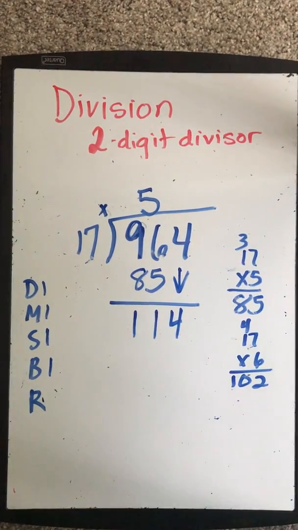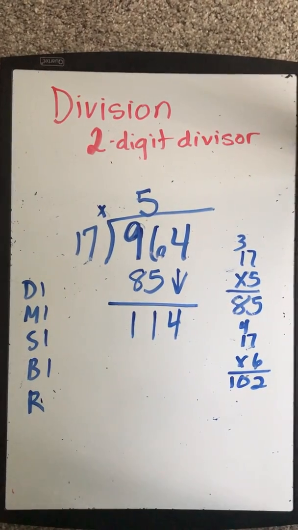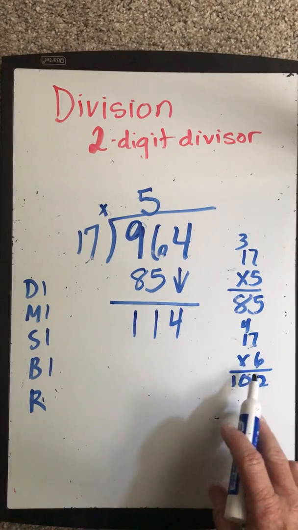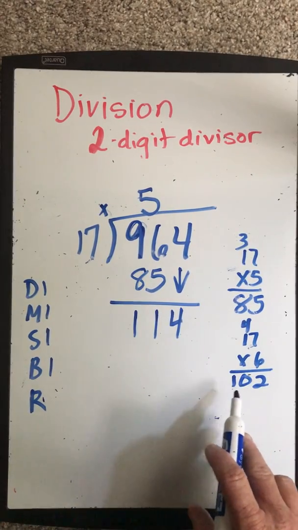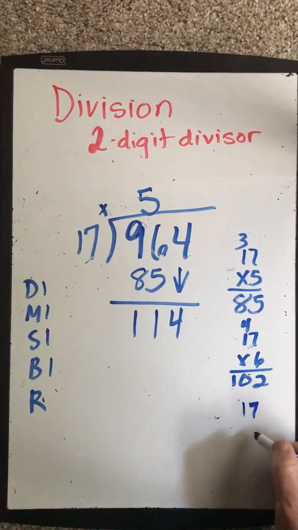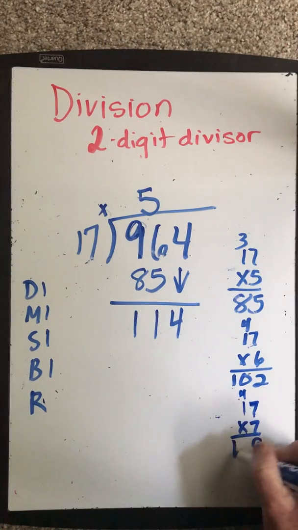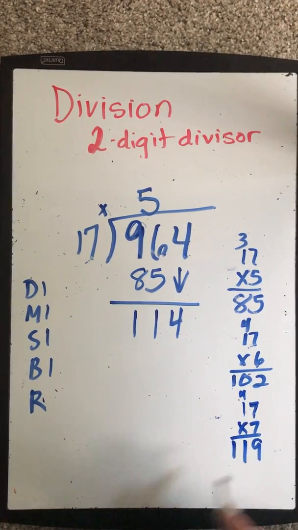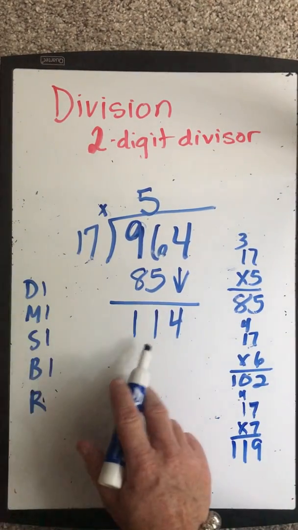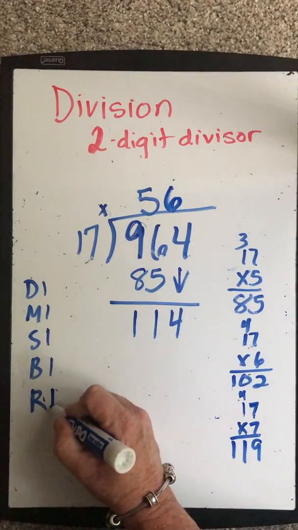So we bring down. Now we're going to divide 17 into 114. Well, we already know 17 times 6, since I didn't erase this, is 102. Can it go in one more time? 17 times 7 would be 119, so that's not going to work. So 17 goes into 114 6 times. We're repeating right now.